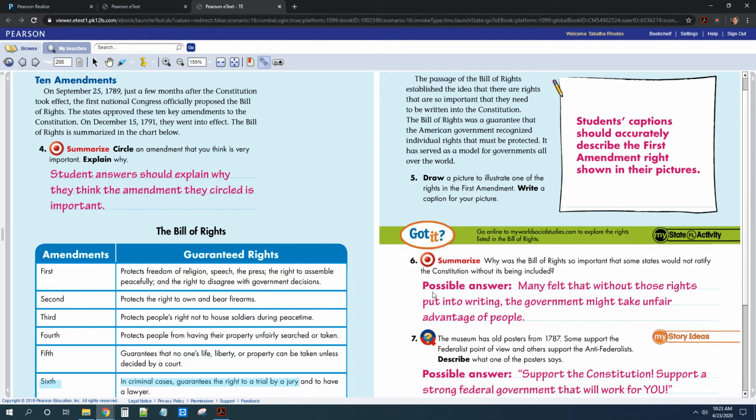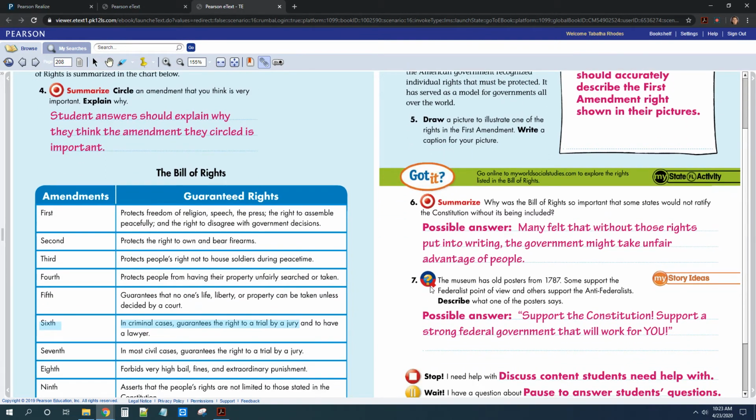All right, for number 6, why is the Bill of Rights important and why would a lot of states not ratify it? Well, again, we've talked about this already. The Bill of Rights was important because a lot of states wanted to make sure that our rights are protected and that the government can't take them away. So that's why they wanted to have the Bill of Rights before they would ratify the Constitution.